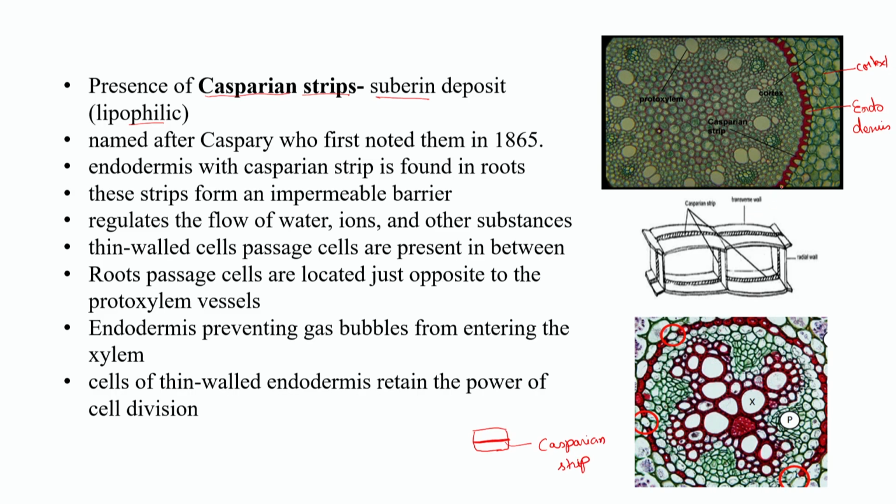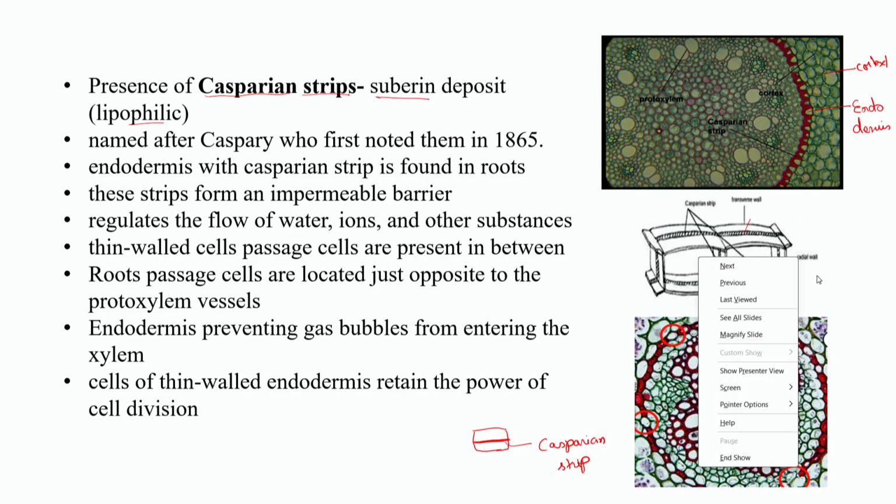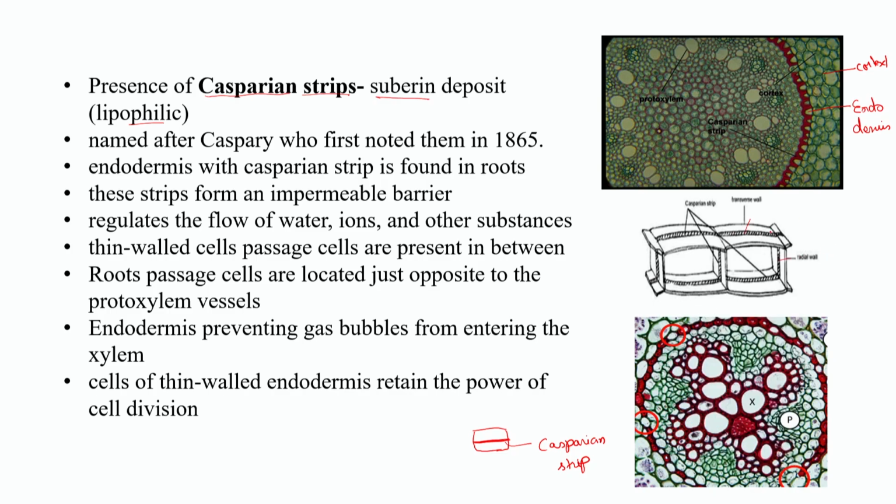Okay, you can see that this is the transverse wall and this is the radial wall. On these walls, the Casparian strip is present. It is named after the scientist Caspary, who first noted them in the year 1865. This Casparian strip you can see most prominently in roots.